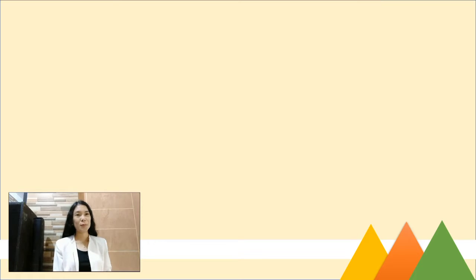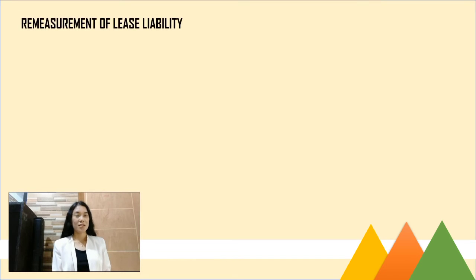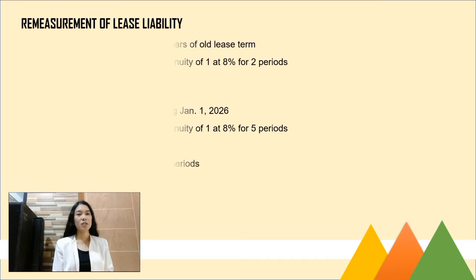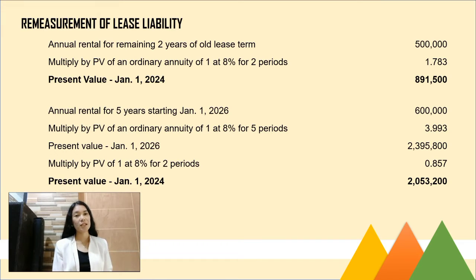We will now compute the remeasurement of lease liability. On January 1, 2024, so the lease liability is remeasured using the new implicit interest rate, which is the 8%. Annual rental for remaining 2 years of old lease term is 500,000. We will multiply it by present value of an ordinary annuity of 1 at 8% for 2 periods, which is 1.783. So the present value as of January 1, 2024 is 891,500.